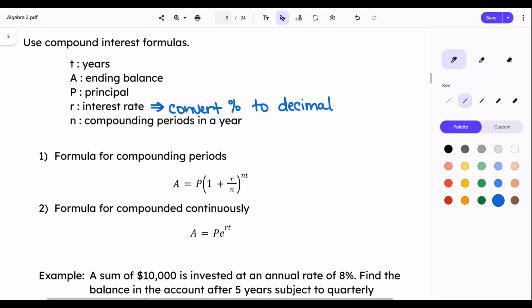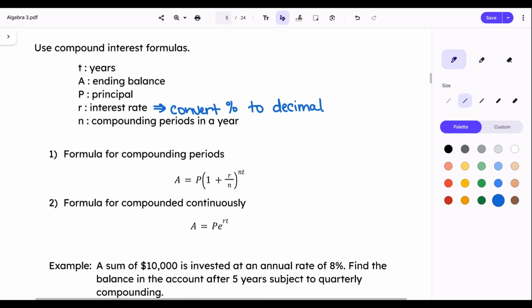So when they're giving you a problem, you'll want to make sure that you read through the information that they give you to know, should we be using the compounding periods formula or should we be using compounded continuously? Usually it'll say somewhere in the problem which one they're talking about. They'll use the word continuous, or they'll talk about a specific period of time that they're compounding, and that'll be your clue as to which formula to use. Okay, so let's do an example here.